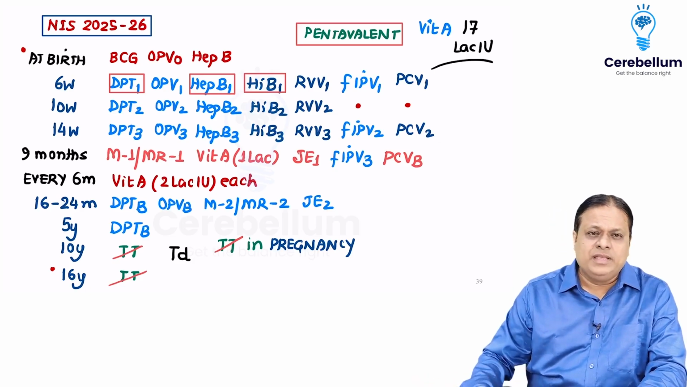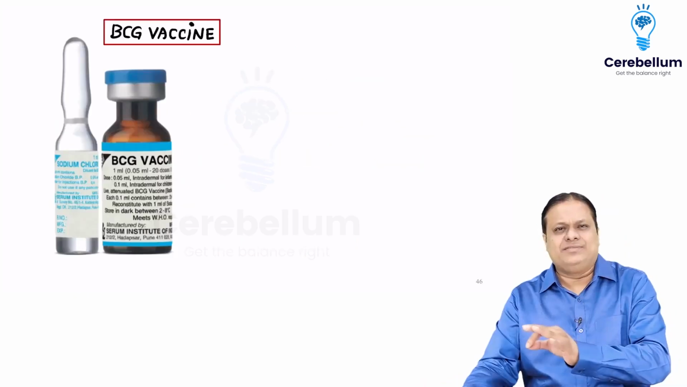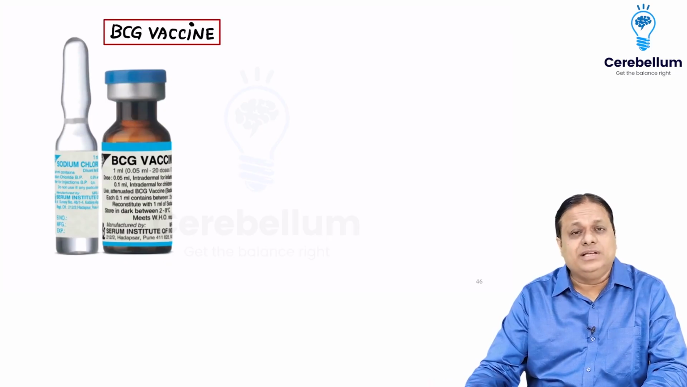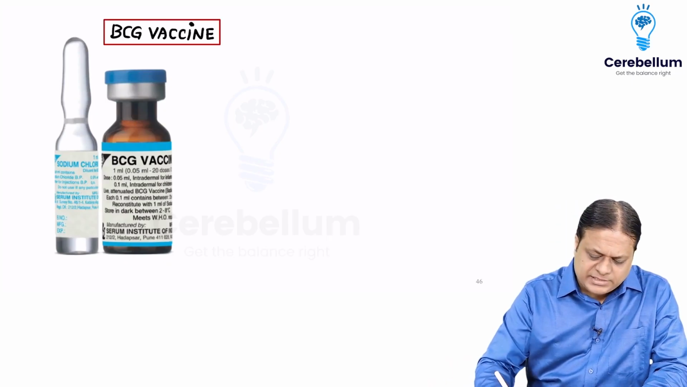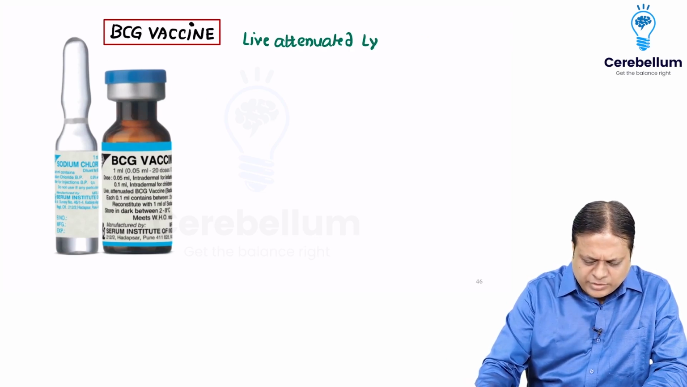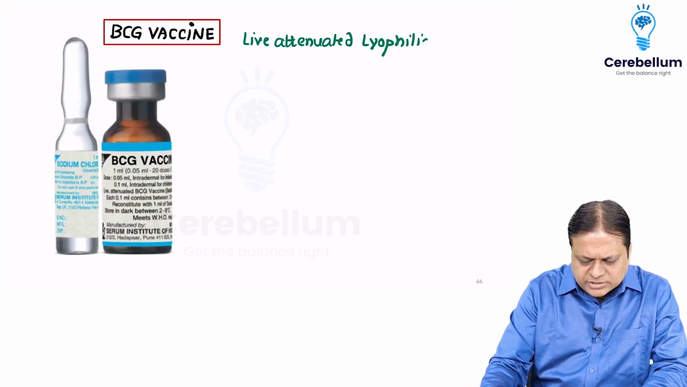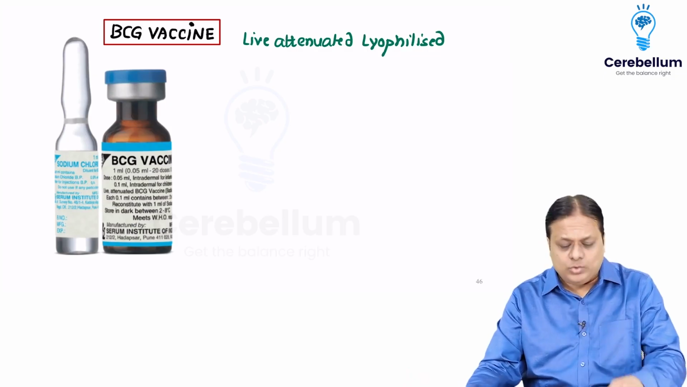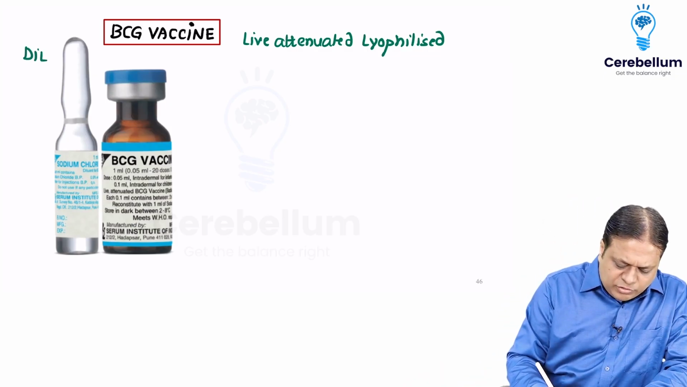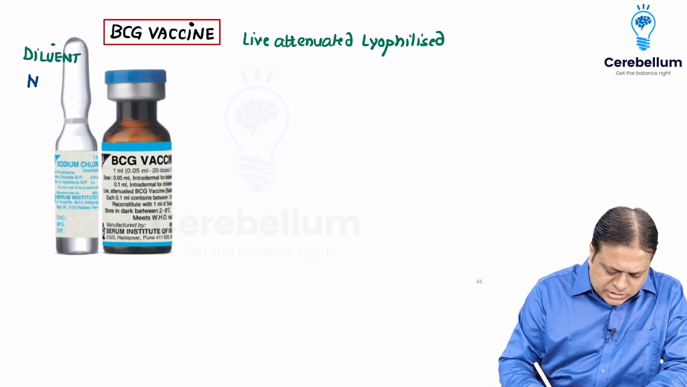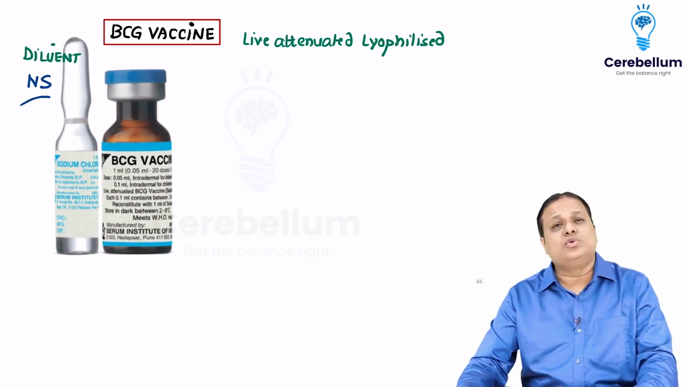Now friends, when we look at vaccine wise, first we look at the first vaccine given to a child in our country immediately at birth, that is BCG vaccine. It is a type of live attenuated lyophilized powder vaccine. Now these lyophilized powder vaccines have to be reconstituted with a diluent. The diluent that we use for BCG in our country is, yes, normal saline, NaCl, sodium chloride.